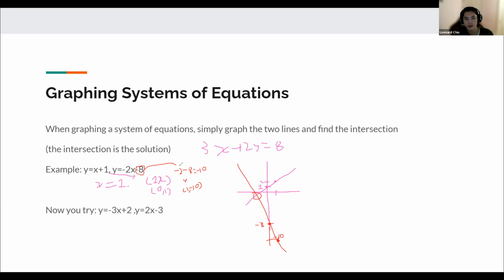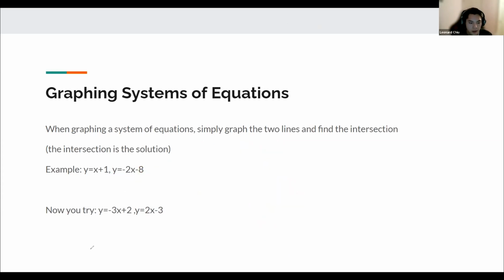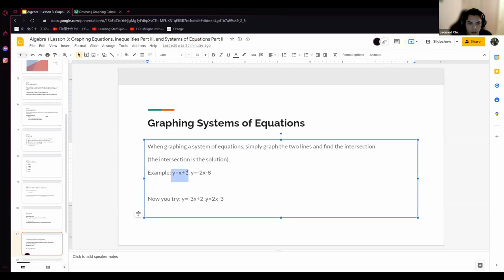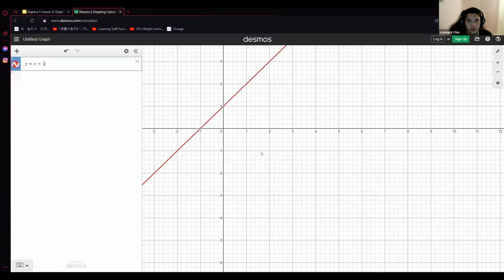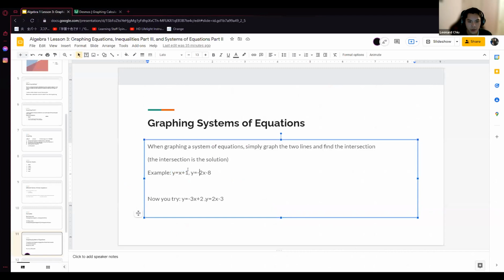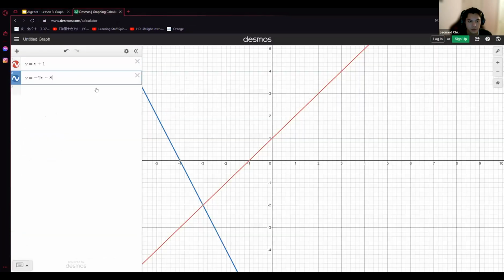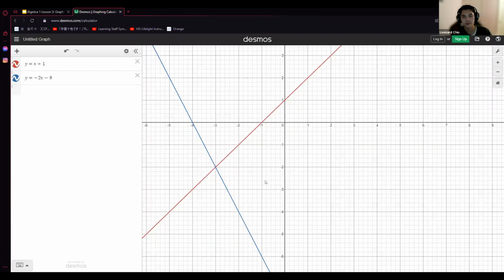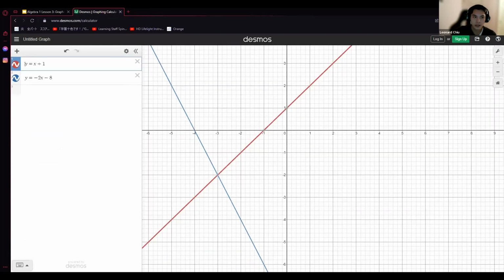So let's try it out with Desmos. Clear. Okay, again, let's use these equations. We're going to first graph the first one, y equals x plus 1, right here. And we're going to graph the second one, y equals negative 2x minus 8. Boom, right here. So you can see that one line is y equals x plus 1, and the other one is y equals negative 2x minus 8.